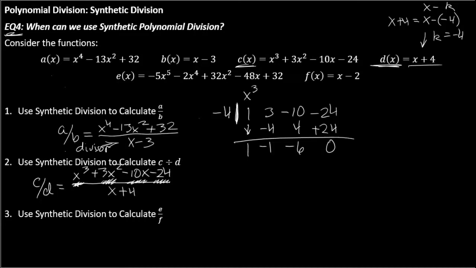So again, we need to revisit. Our highest degree term was our x to the third. So that means this 1 right here is going to be the coefficient of something to the second degree. So I'm going to have x squared minus x minus 6, and then we have no remainder. So that's just our answer. All this, when we divide it by x plus 4, is going to give me a quotient of x squared minus x minus 6.